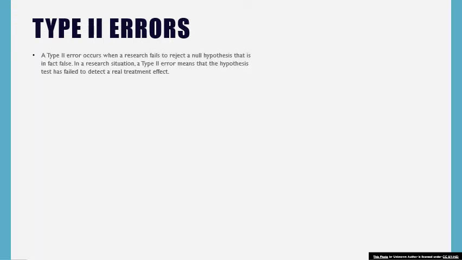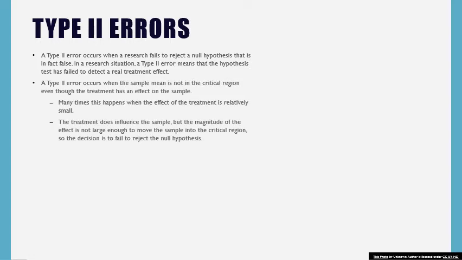Let's look at type 2 errors. A type 2 error occurs when a researcher fails to reject a null hypothesis that is in fact false. In a research situation, a type 2 error means that the hypothesis test has failed to detect a real treatment effect. So a type 2 error occurs when the sample mean is not in the critical region, even though the treatment really did have an effect. It doesn't show up in our sample data.